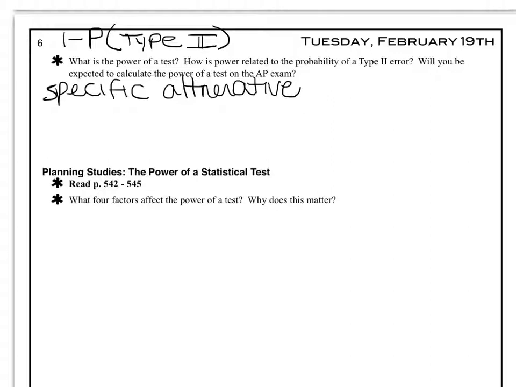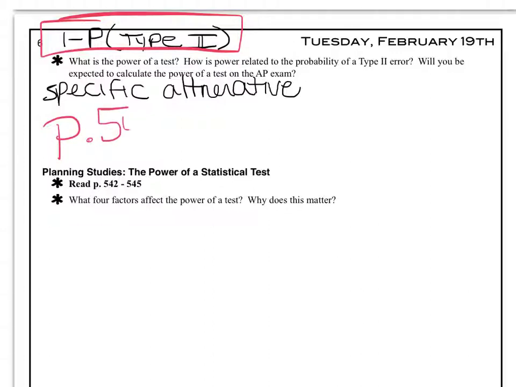So basically, you're not going to be asked to calculate power or the probability of type 2 error. You are going to want to know that they are complements, that this is the same thing as power. And there's also a diagram that you're going to want to look at on page 541. You're going to be asked to recognize or identify power based on a diagram like that.